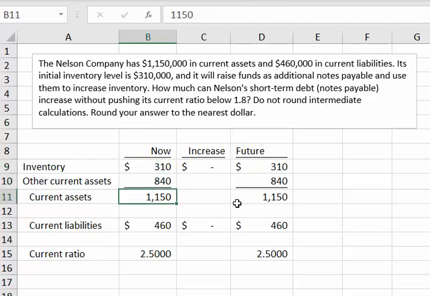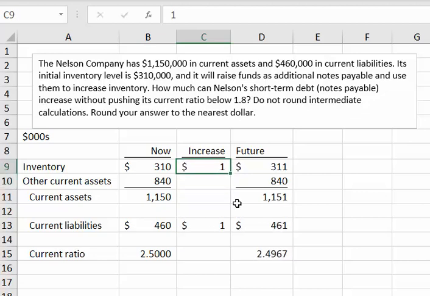So current assets are $1,150,000, and this is all in thousands of dollars, right? I probably should put that over here, something like this, so it's clear. Okay, so we must have had 840 in other current assets, and we had 460,000 in liabilities. So our current ratio is 2.5. Now, what you could do is trial and error, or you could even use Excel's goal seek, and we can increase it and see what happens.